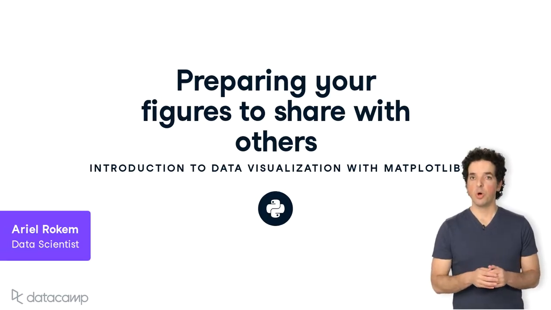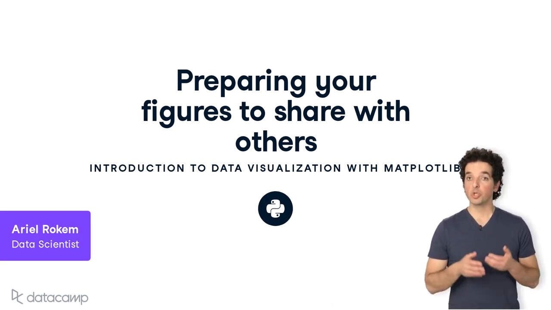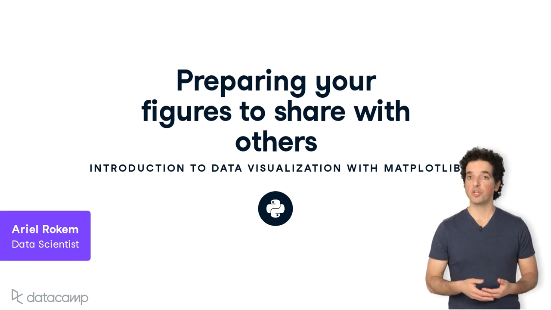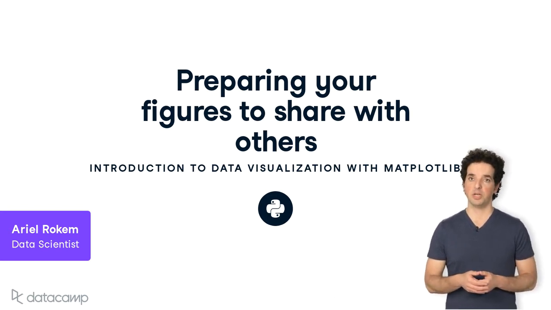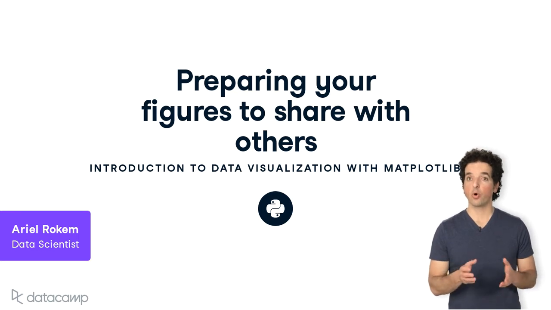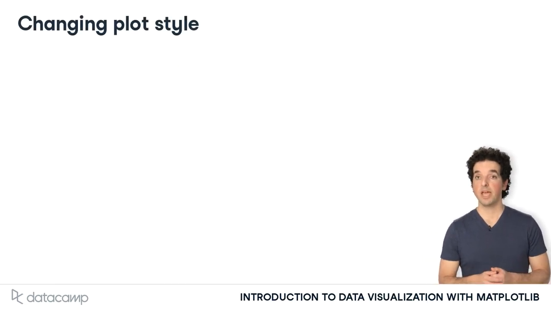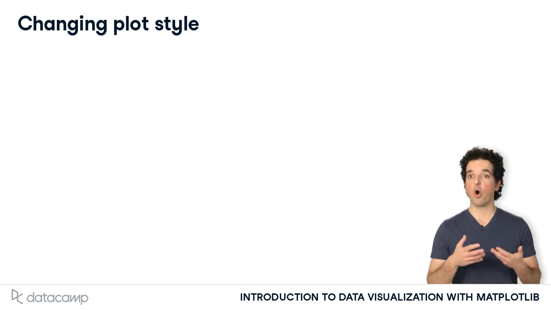This chapter will focus on creating visualizations that you can share with others and incorporate into automated data analysis pipelines. We'll start with customization of figure styles. Previously, you saw that you can change the appearance of individual elements of the figure, such as the line color or marker shapes. Here, we'll change the overall style of the figure.